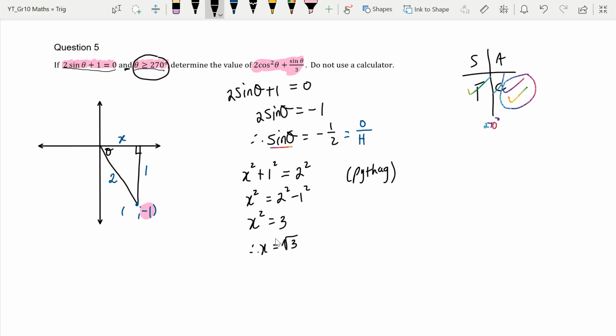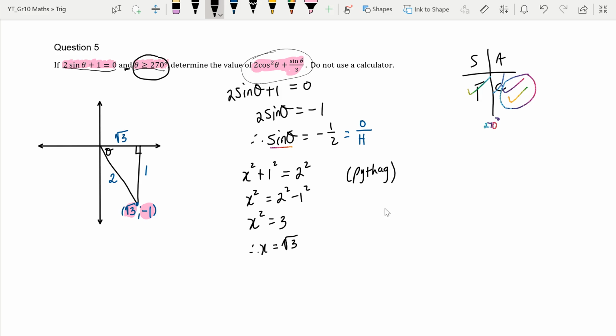And leave it like that because we are not using our calculators. So we don't want to get decimals there. So our adjacent is equal to square root of 3. Positive or negative? Well, think about the quadrant that we're in. Our x values will be positive there. So it's just square root 3. All right, there our diagram is complete. Now let's see what we're supposed to answer. That.